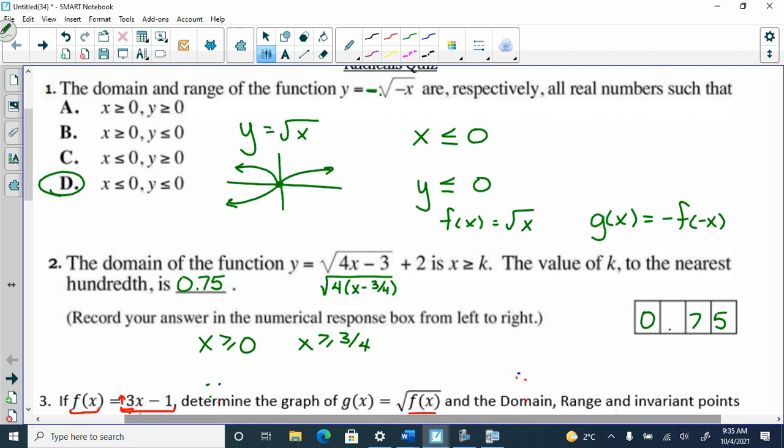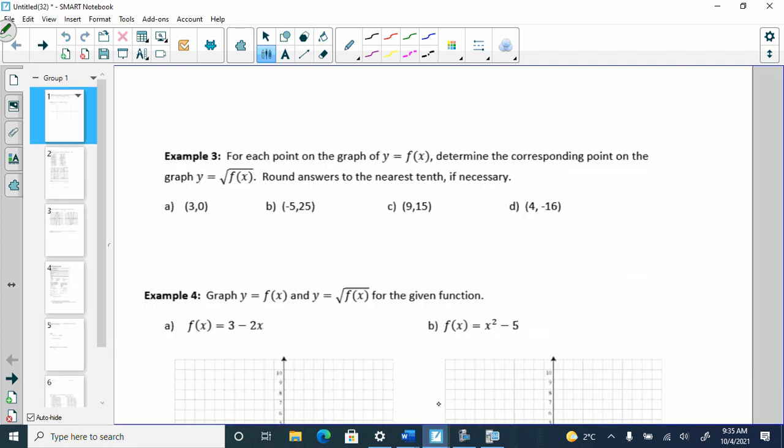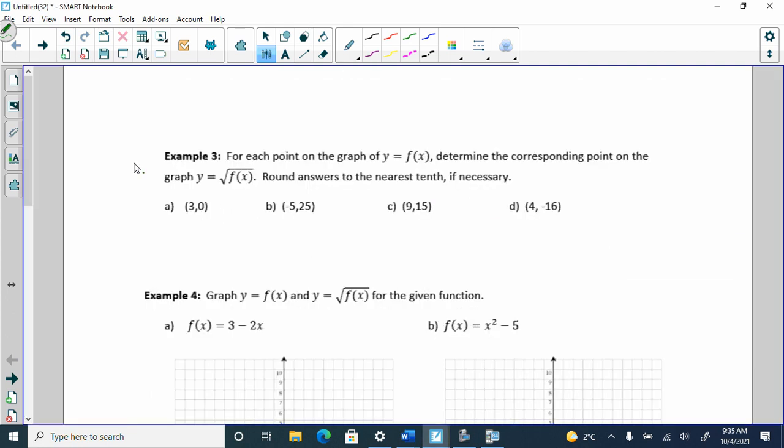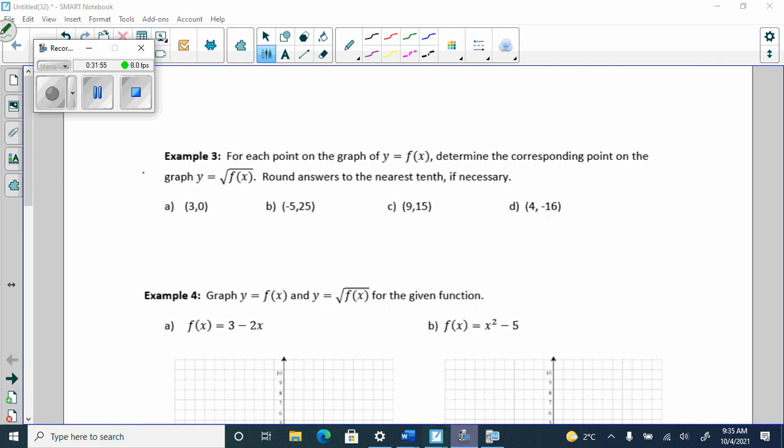Okay, we're going to flip back to the notes that I gave you. Not the 2 new ones, the radical notes that you were given. You should be here at example 3. Example 3 says for each point on the graph of y equals f of x, which are listed below, determine the corresponding point. So your question on your test could be that easy.